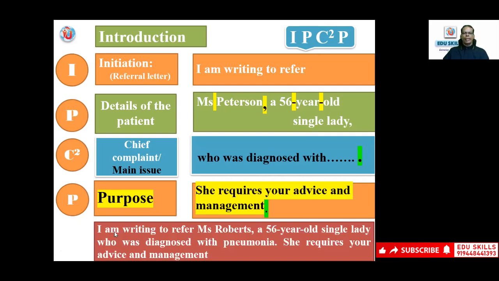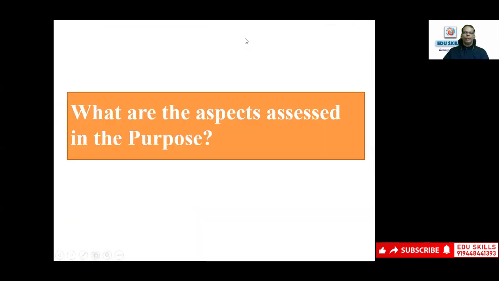So the sentence looks like this: I am writing to refer Miss Roberts, comma, a 56-year-old single lady, comma, who was, there is no comma mentioned here, there should be a comma, who was diagnosed with pneumonia. Okay. After Roberts' name, comma, after 56-year-old single lady, comma, who was diagnosed with pneumonia, full stop. She requires your advice and management. So your introductory sentence can go with one sentence or two sentences. Never ever go beyond 3 sentences. If you can do it with one sentence, fine. Otherwise, maximum 2 sentences.